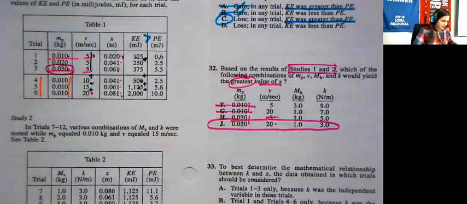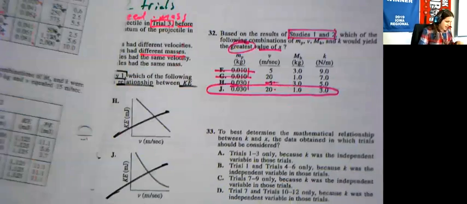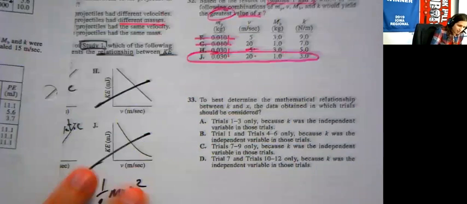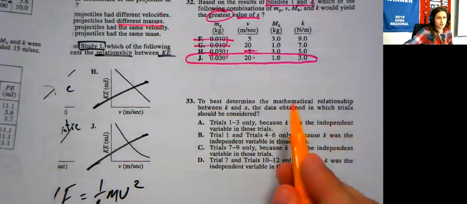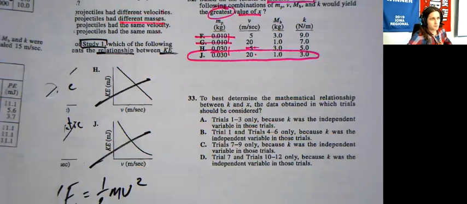Last question's got a question dealing with kind of independent and dependent variables, mathematical relationships, to best determine the mathematical relationship.